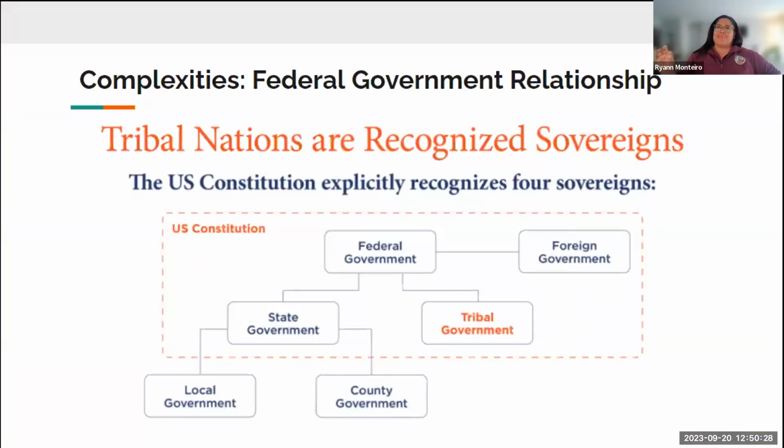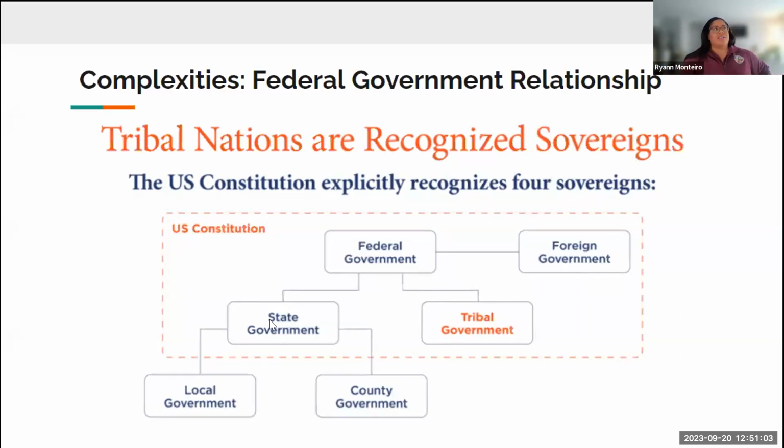So depending on the tribal community that you're working with, there's going to be different relationships to different governments. So tribal nations are recognized sovereigns. And the US Constitution recognizes 4 sovereigns: federal government, foreign government, state government, tribal government. And as you can see, tribal governments kind of float around here. It's like we're not fully foreign, but we're also not fully state. So it's an interesting floating piece.